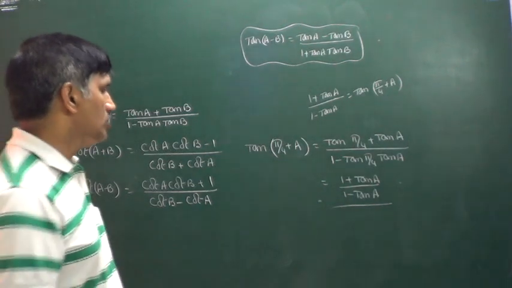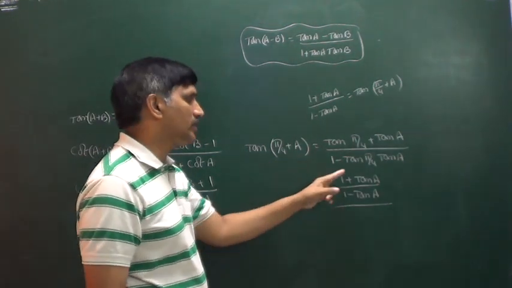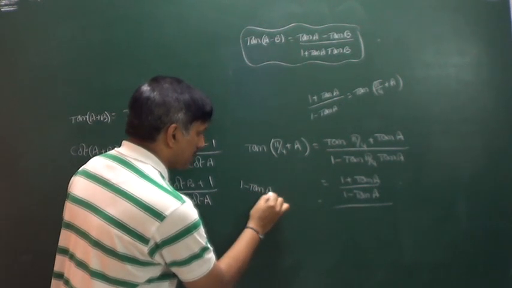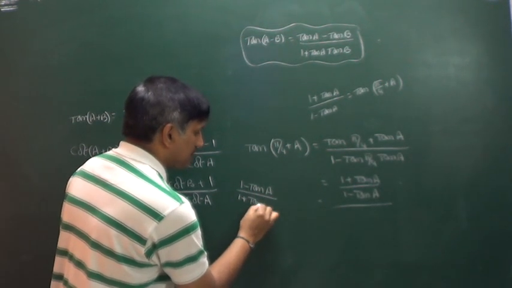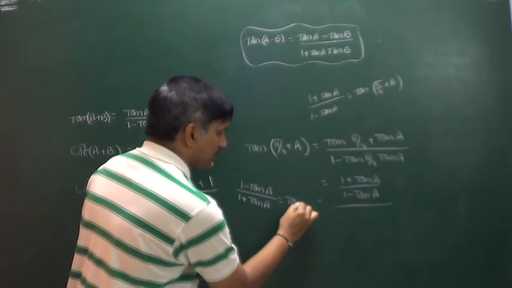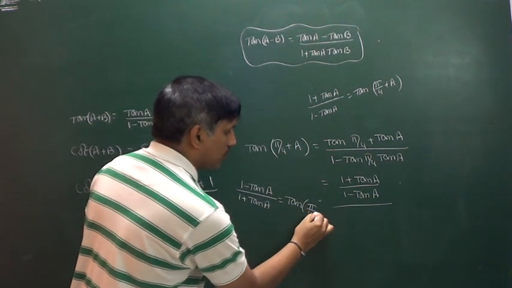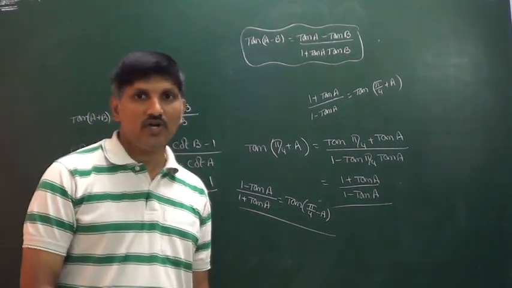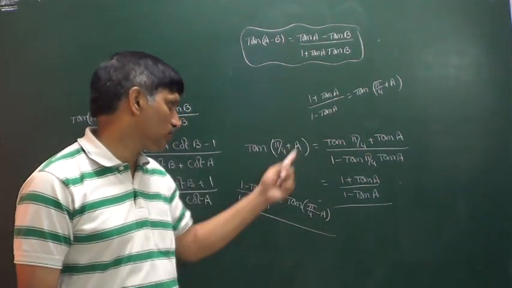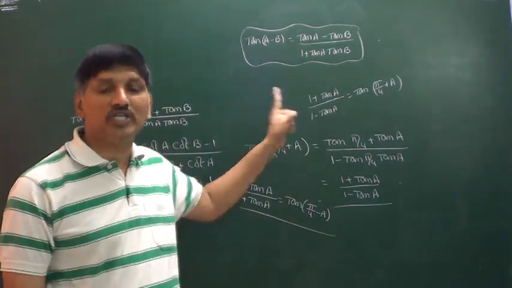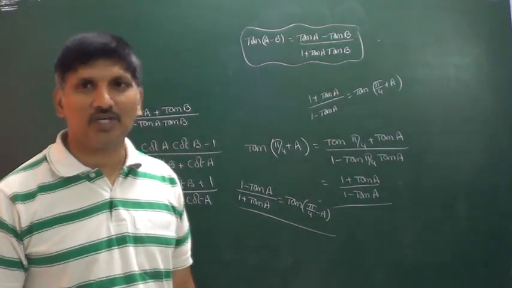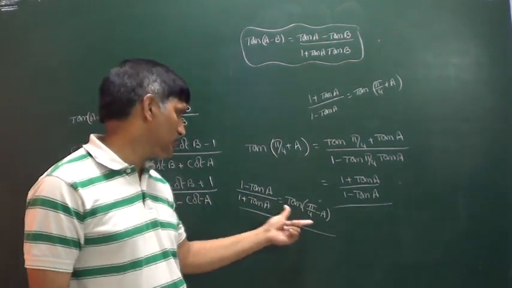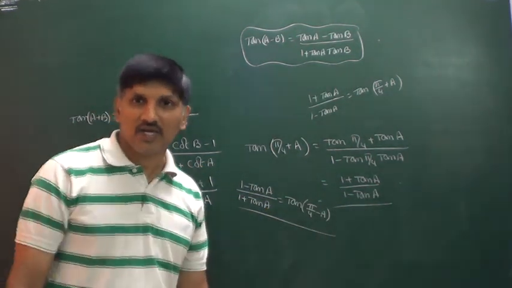So tan(pi by 4 plus A) is equal to 1 plus tan A by 1 minus tan A. Now I can write 1 minus tan A divided by 1 plus tan A is equal to, in a similar way, tan(pi by 4 minus A). Better to remember these also for objective exam purposes. Tan(45 plus A) is equal to 1 plus tan A by 1 minus tan A. Tan(45 minus A) is equal to 1 minus tan A divided by 1 plus tan A.